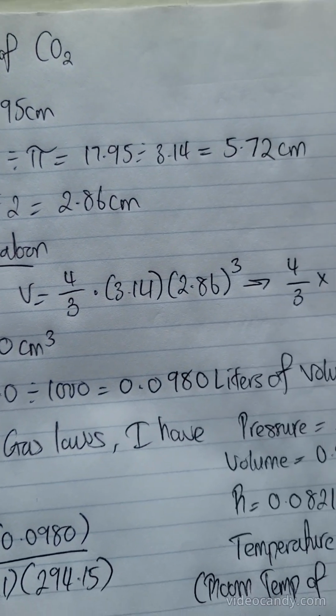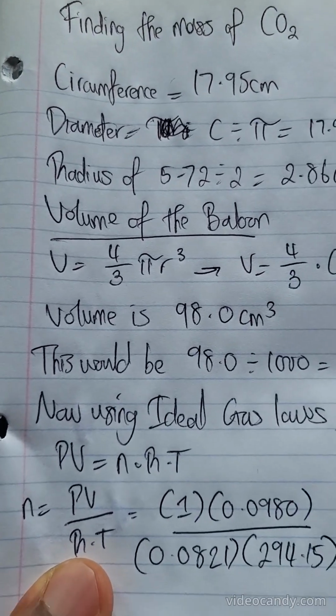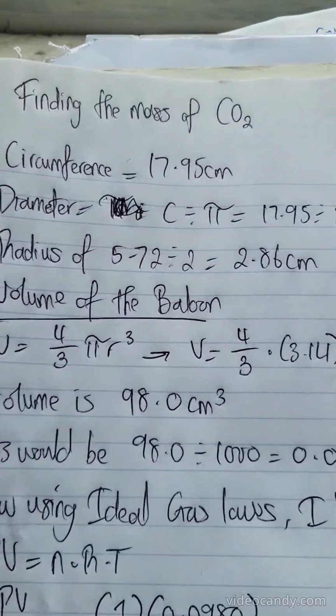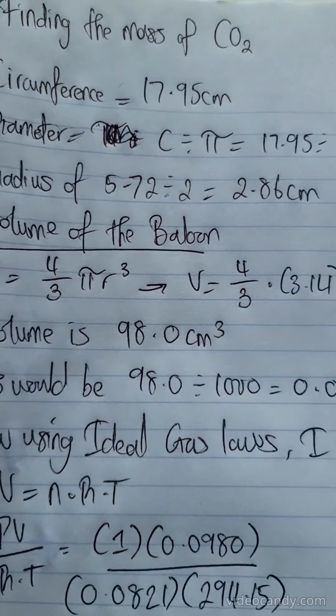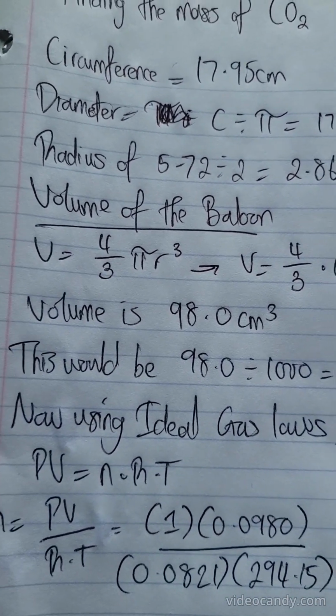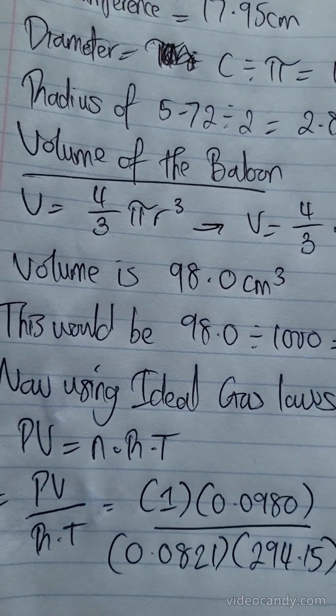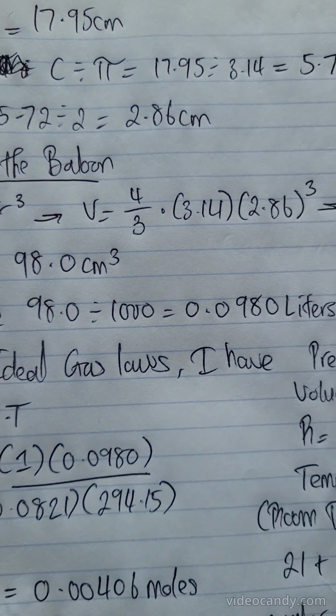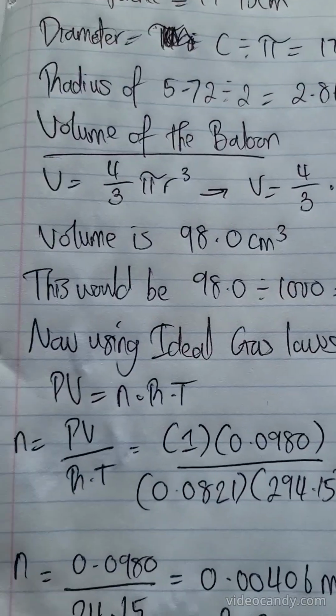After doing that, I got a volume of 98.0 centimeters cubed. Now I had to convert this to liters since we're using the ideal gas law, which was approximately 0.980 liters of volume.